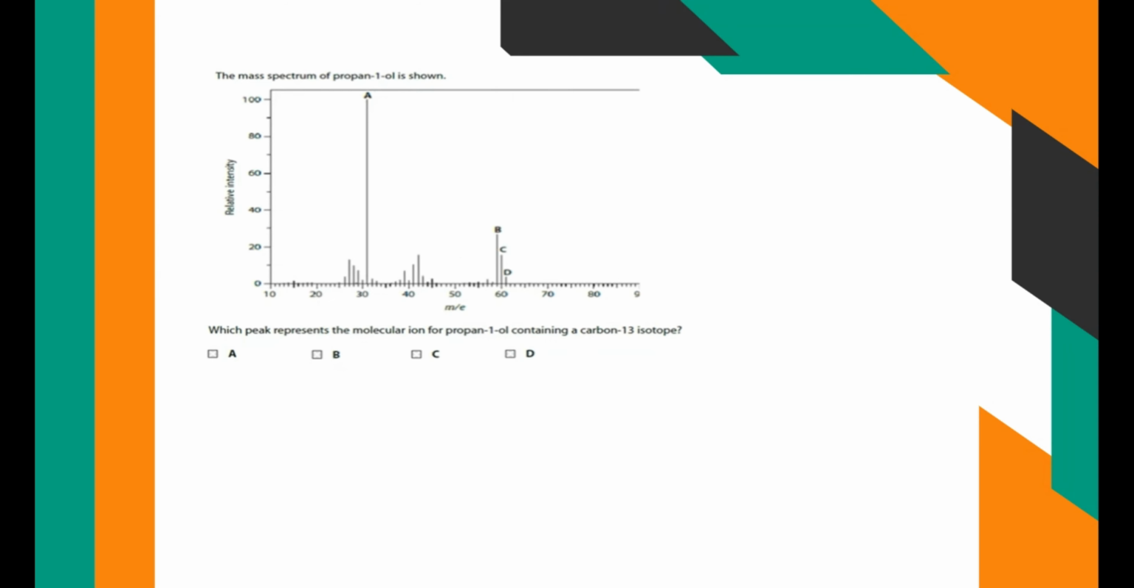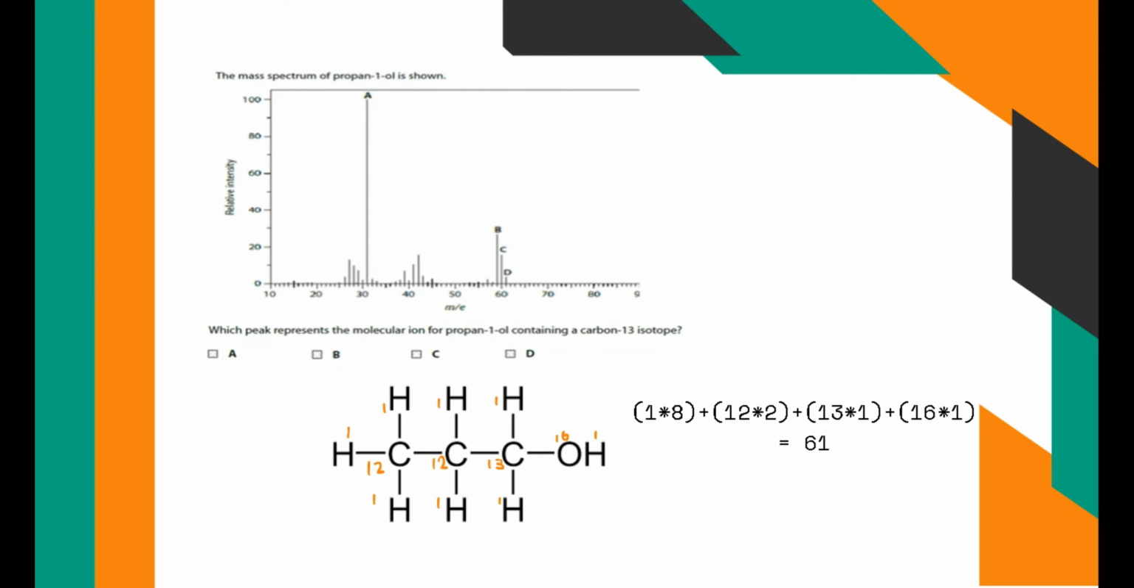The mass spectrum of propan-1-ol is shown. Which peak represents the molecular ion for propan-1-ol containing a carbon-13 isotope? So first we draw out the displayed formula of propan-1-ol and label the carbons with their mass. And the question says one of them is carbon-13 instead of carbon-12. So as you can see here, the total mass is 61. So our answer is D.